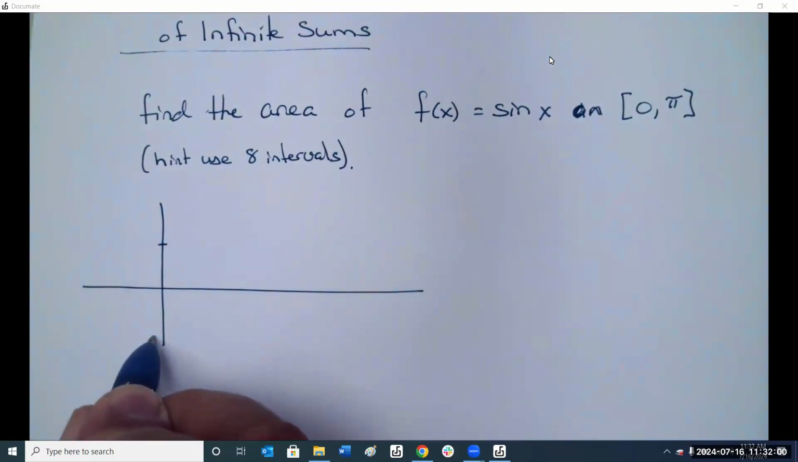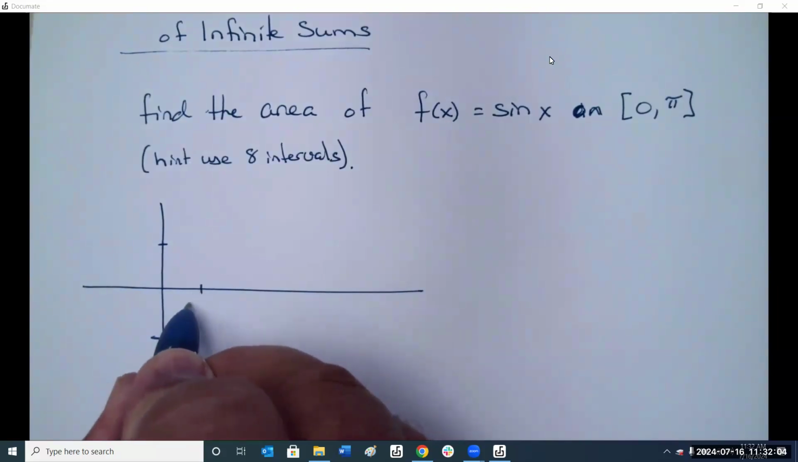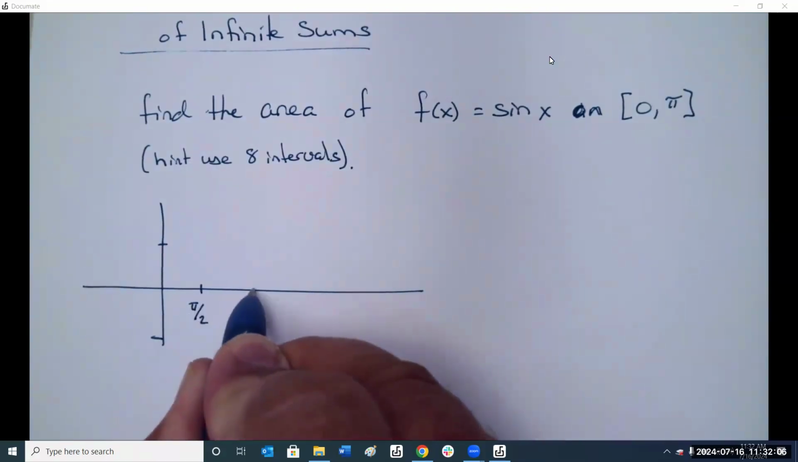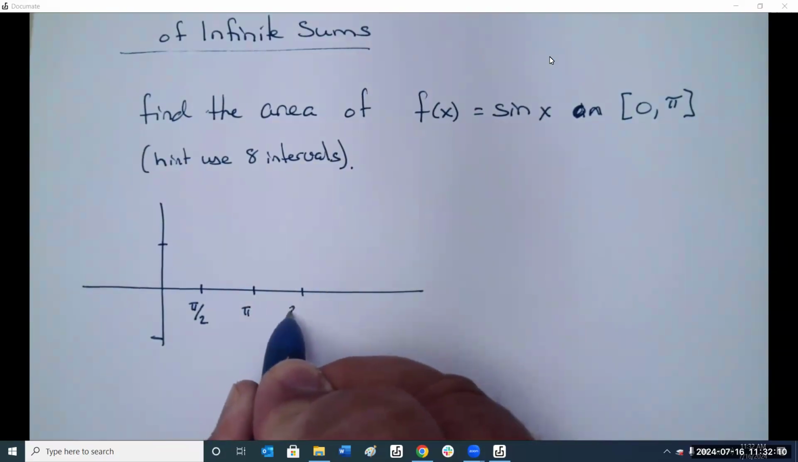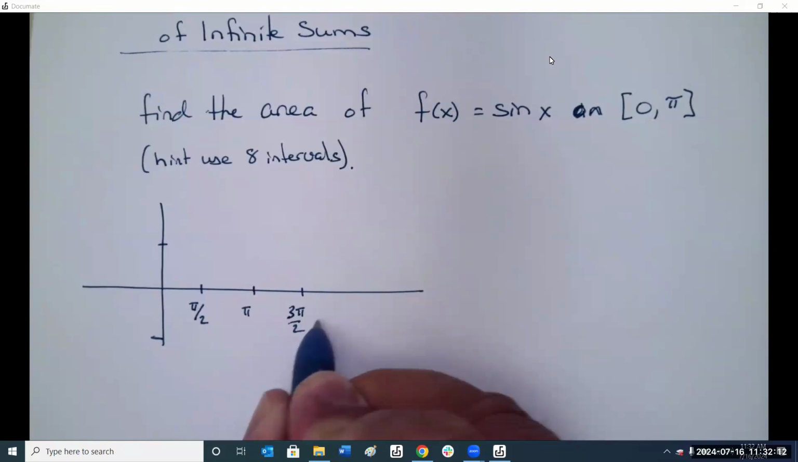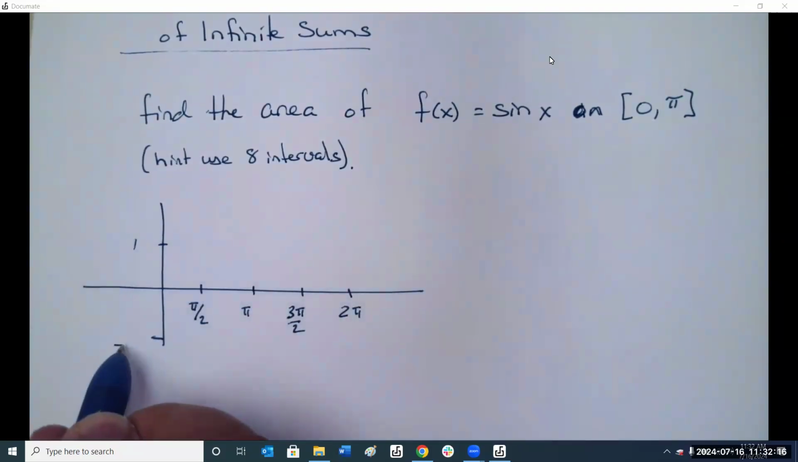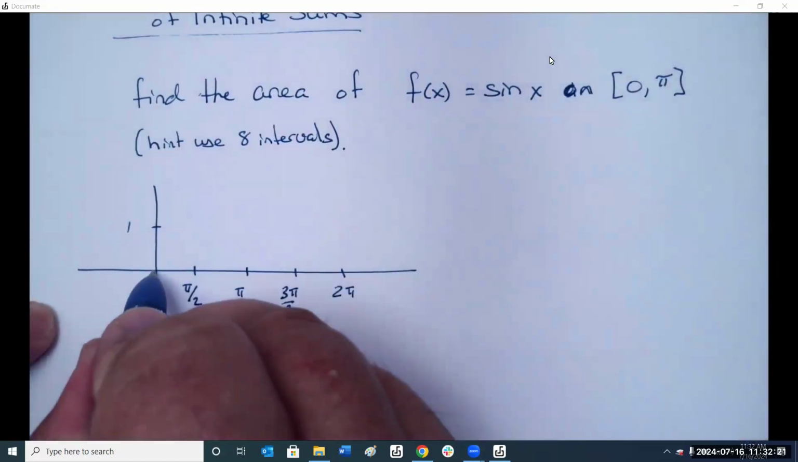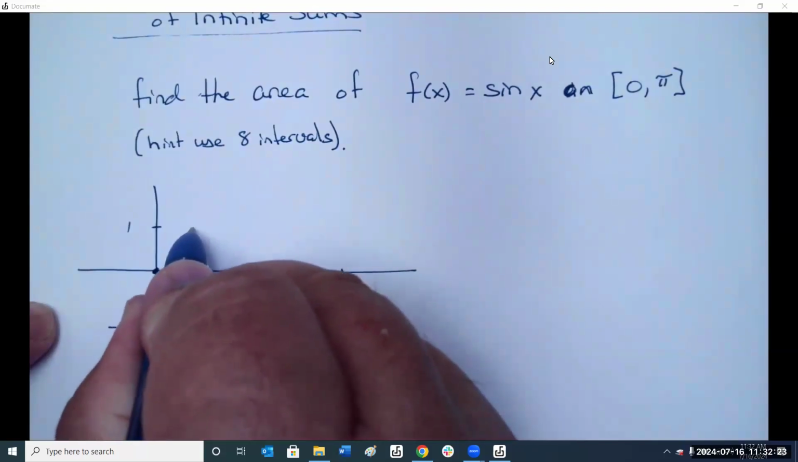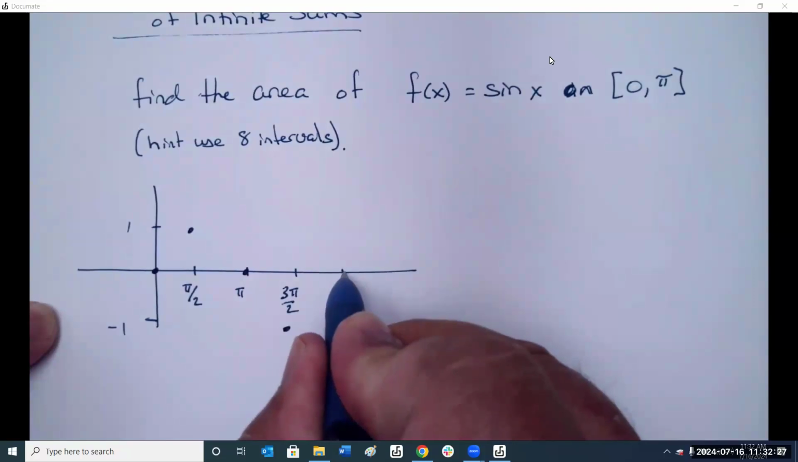We're looking at the sine function from 0 to pi. So we have pi over 2, pi, 3 pi over 2, and 2 pi. It ranges from 1 to -1. At 0, sine is 0. At pi over 2, it's 1. 3 pi over 2 is -1.